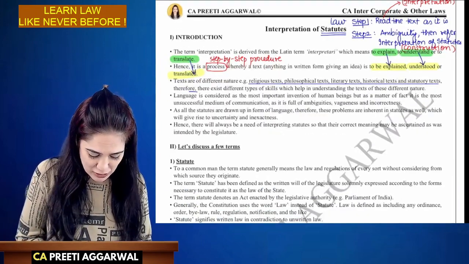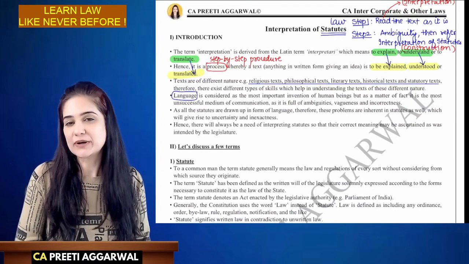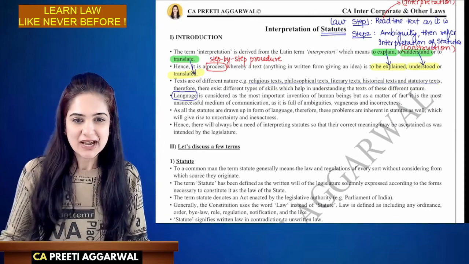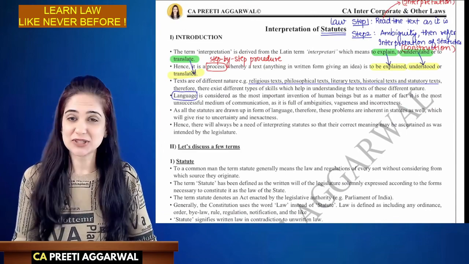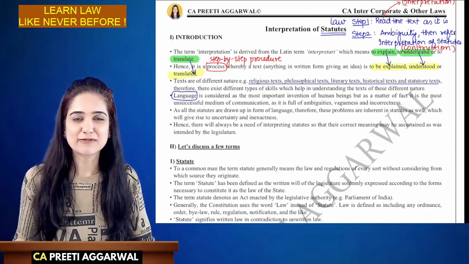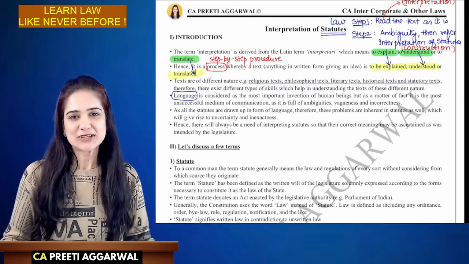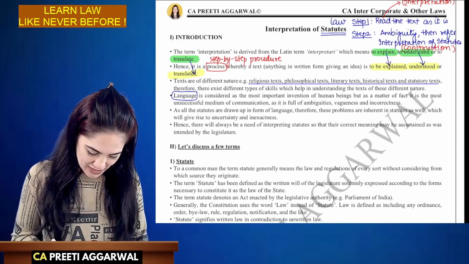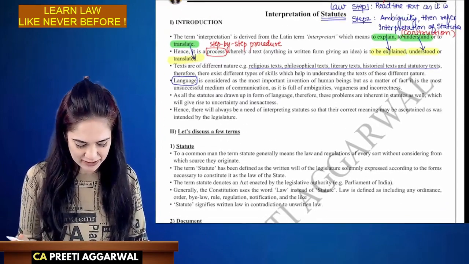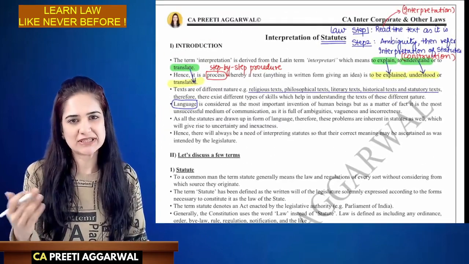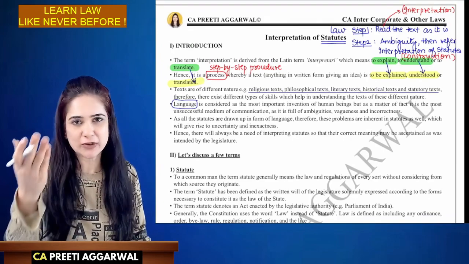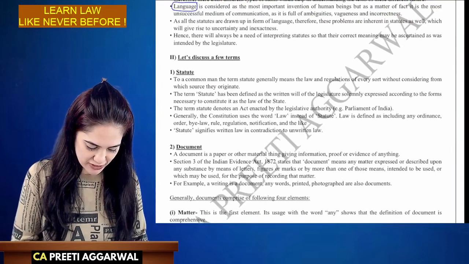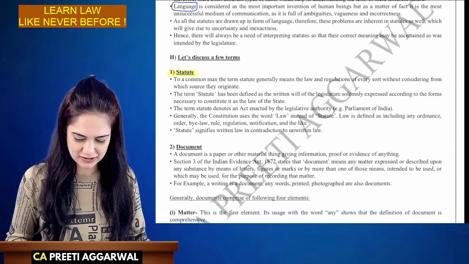Language was considered to be the most important invention of mankind, but I think language is the most ambiguous because English is a very funny language. One word can have so many interpretations. So that is why we feel the need for this chapter. So there is always a need for interpretation. Now, in case a question is asked on what is the need for interpretation, you can pick up points from here. Let us discuss a few terms which will help us to understand the chapter.